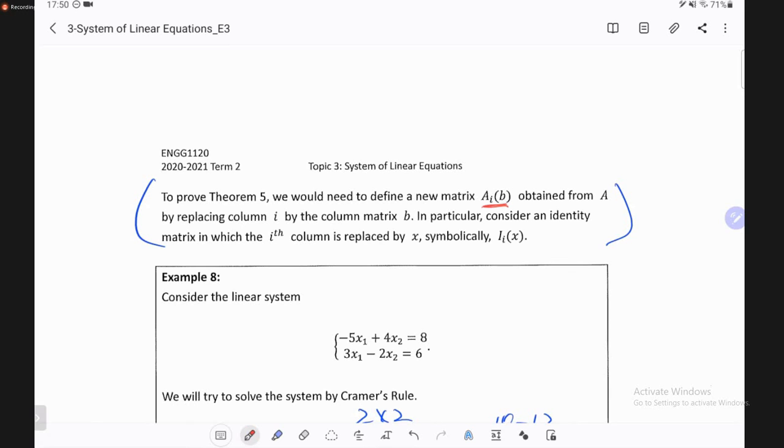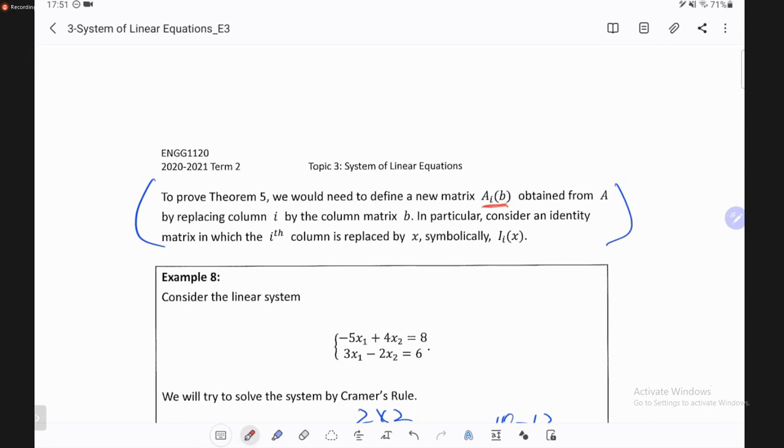to support Theorem 5. Maybe here I just take this opportunity to recap what is meant by A subscript i of B. It means that we use the original matrix A, and then replace the column i of matrix A by the column matrix B, just like what we did for Cramer's rule.